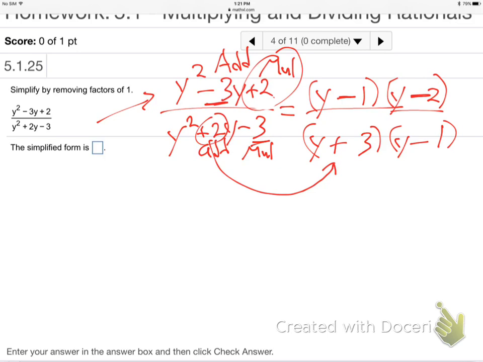That's good. And now what can I do from there? These will cancel. So we have y minus 2 over y plus 3. You don't need the parentheses anymore. There's nothing to separate them from anymore. And that's it. I'm done.